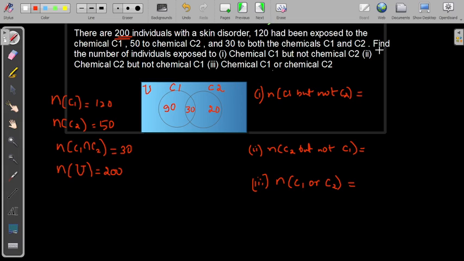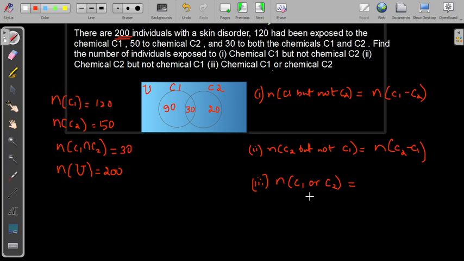Now let us go to the sub questions. Find the number of individuals exposed to chemical C1 but not chemical C2. I told you previously that A but not B means A minus B. So I have to find the number of elements in C1 but not C2, that is C1 minus C2. Next, the number of elements in C2 but not C1, that is n of C2 minus C1.